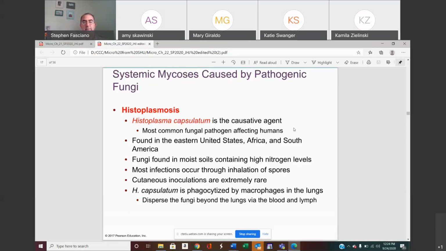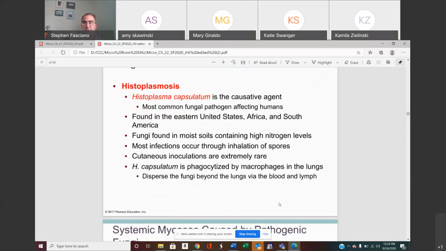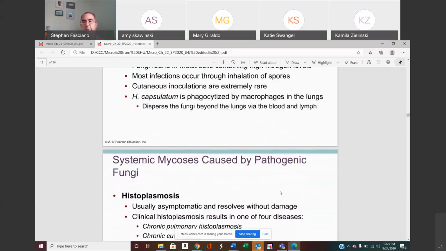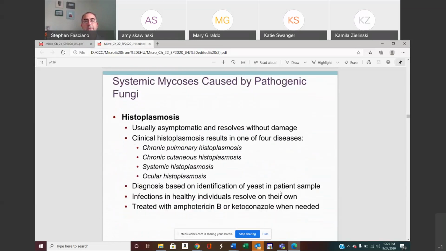What happens is this particular species is phagocytized by macrophages in your lungs, and then they disperse the fungi beyond the lungs through the blood and the lymph. So if you know anything about anatomy and physiology, obviously the blood system, the capillaries are really closely related to the lungs. So it's pretty easy for things which are in your lungs to get into your bloodstream and then travel throughout your body.